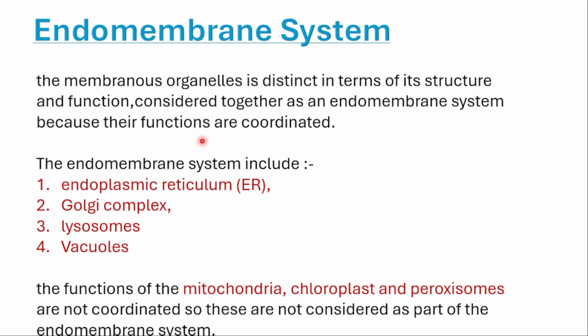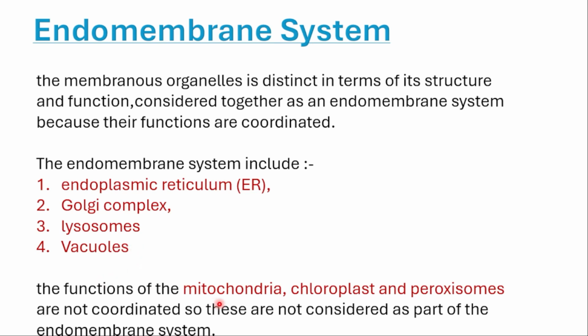Please keep in mind which organelles are included in the endomembrane system. They may ask a direct question like this. The endomembrane system includes the ER, that is endoplasmic reticulum, Golgi complex, lysosome and vacuoles. Endoplasmic reticulum, Golgi complex, lysosome and then vacuole. Four organelles are included in the endomembrane system.